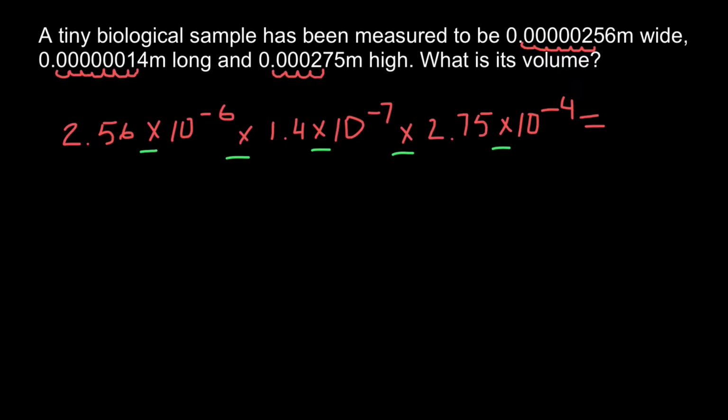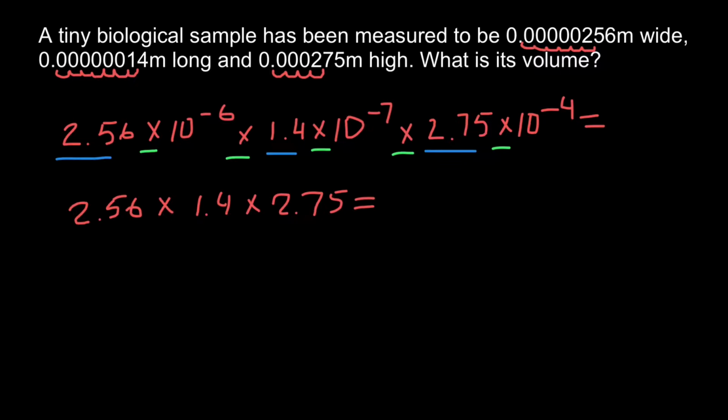That means that we can easily rearrange all these numbers in any order we want, and this is not going to affect our calculation. So let's first use alike numbers. For example, this number here, this one here, and this one here. So let's multiply them. 2.56 times 1.4 times 2.75. And we are going to get 9.856.